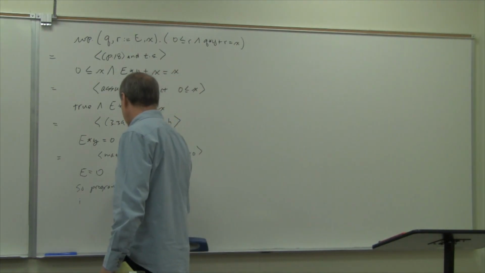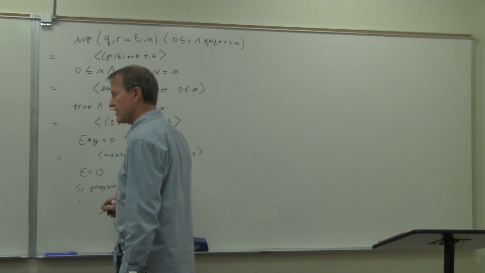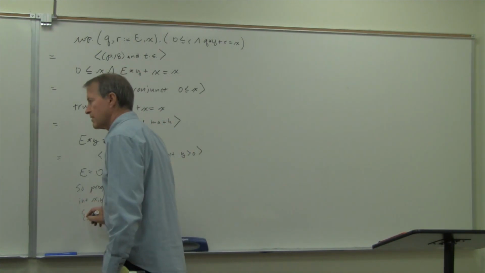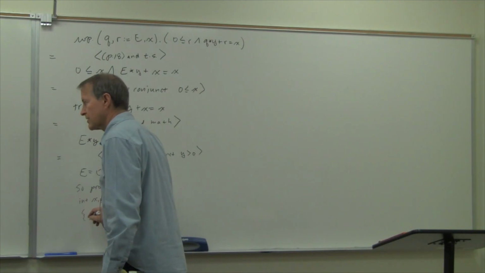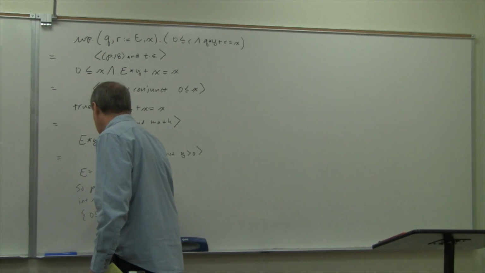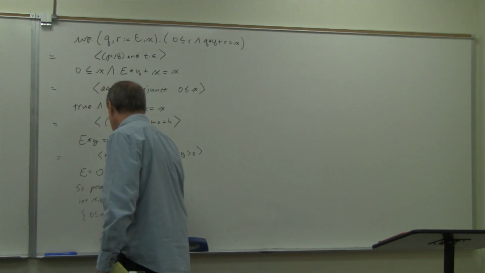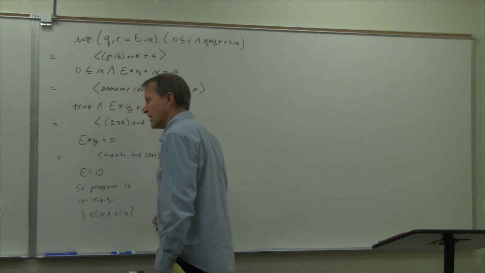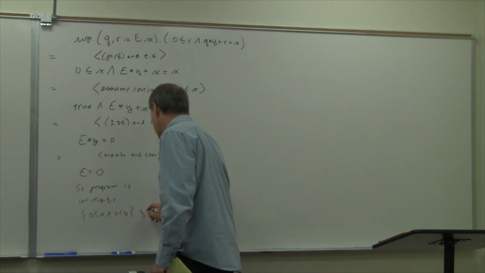So the program is int x y q r, and then it's 0 less than or equal to x, and 0 less than y. And then the statements are actually q r gets 0 x.